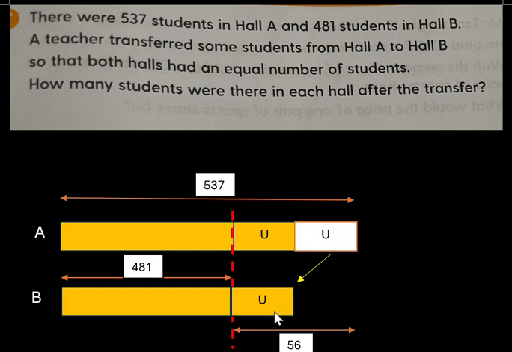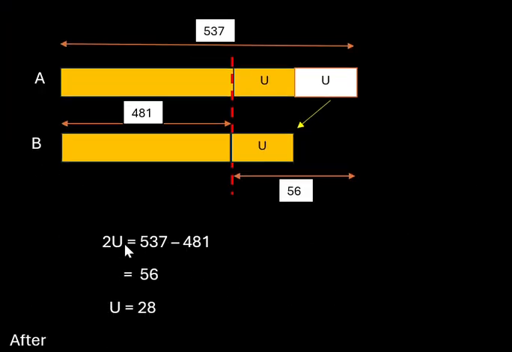Okay, so from the diagram itself, straight away I can see that 537 minus 481 will give me 56, and this 56 is equal to the length of 2U. So 2U is equal to 537 minus 481, which is 56, and hence U is equal to 56 divided by 2, which is equal to 28.